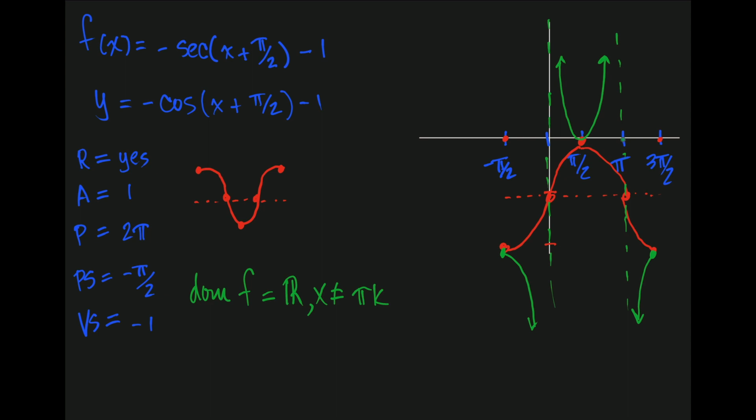When k is 1, we would have x equals pi, which would be this asymptote. If k were 2, we'd get to the next asymptote to the right. If k is -1, we'd be at this asymptote over here. So that will be the domain.